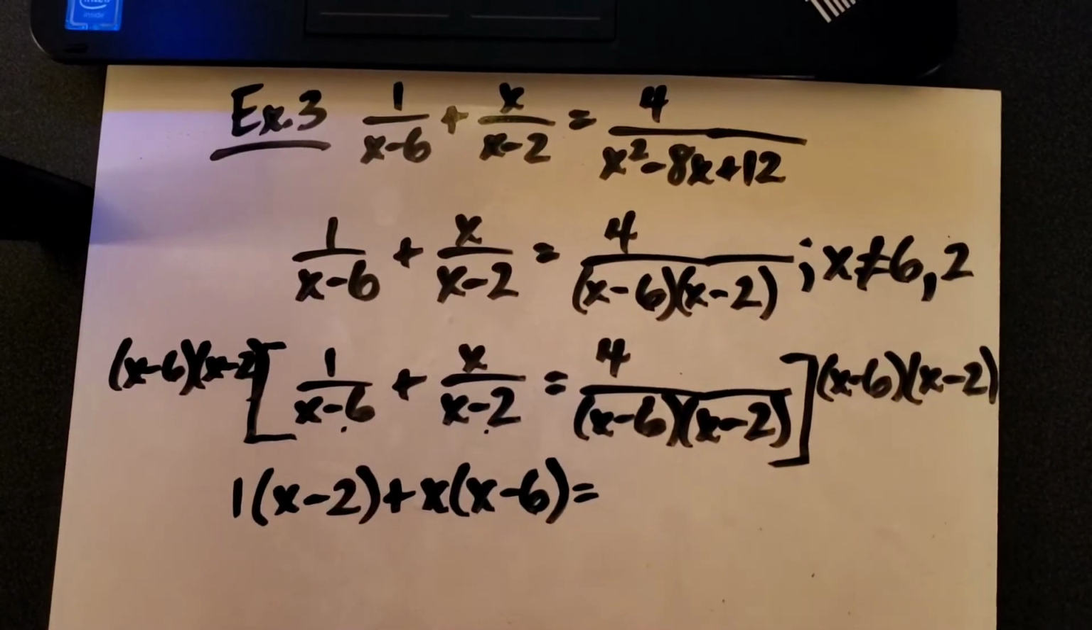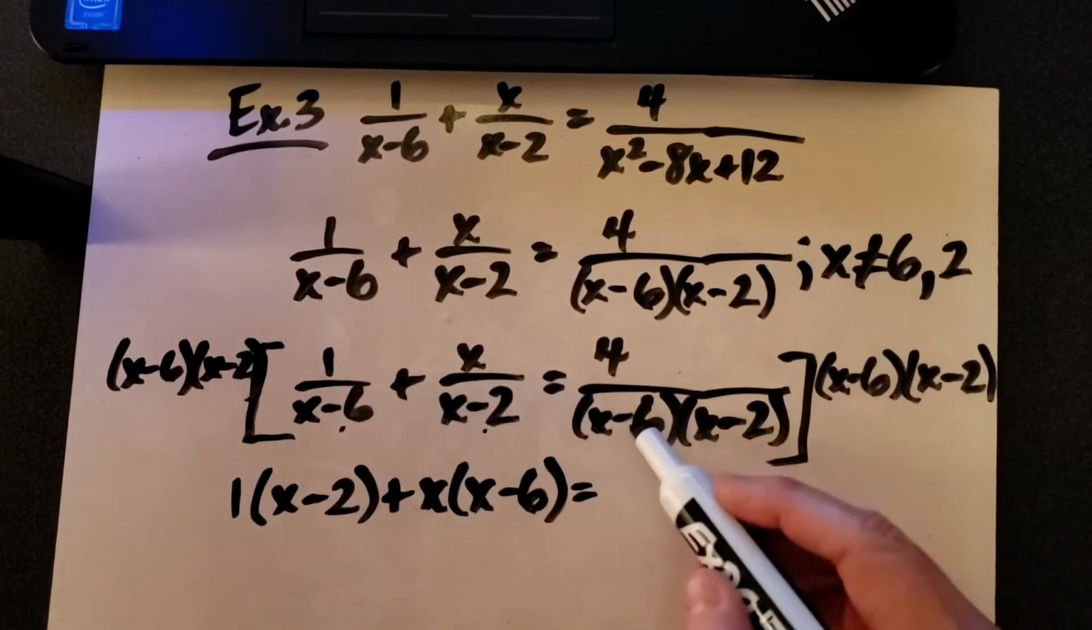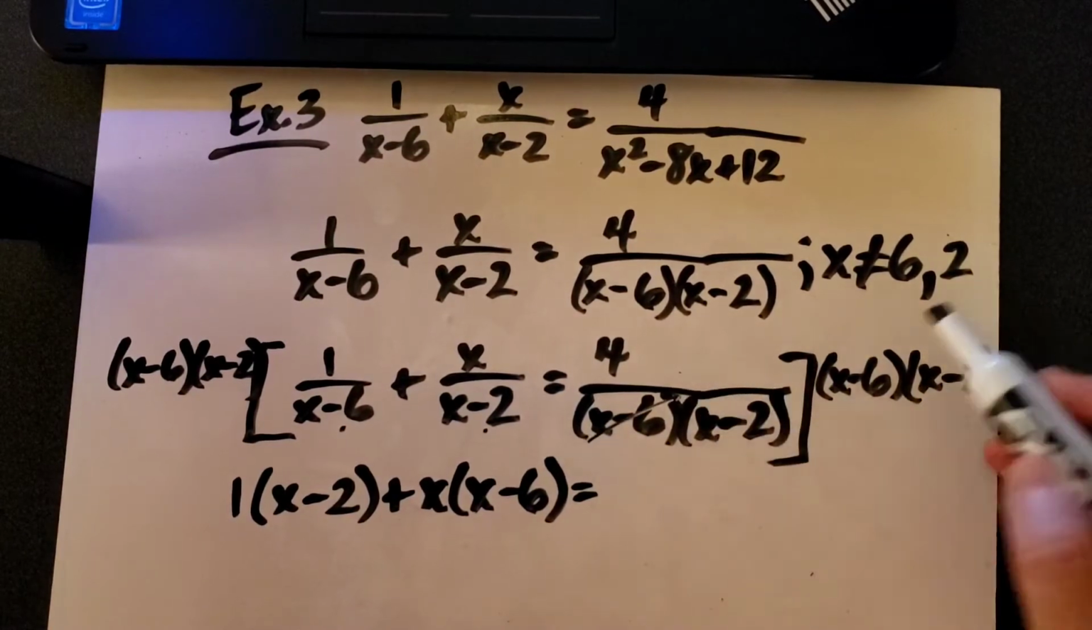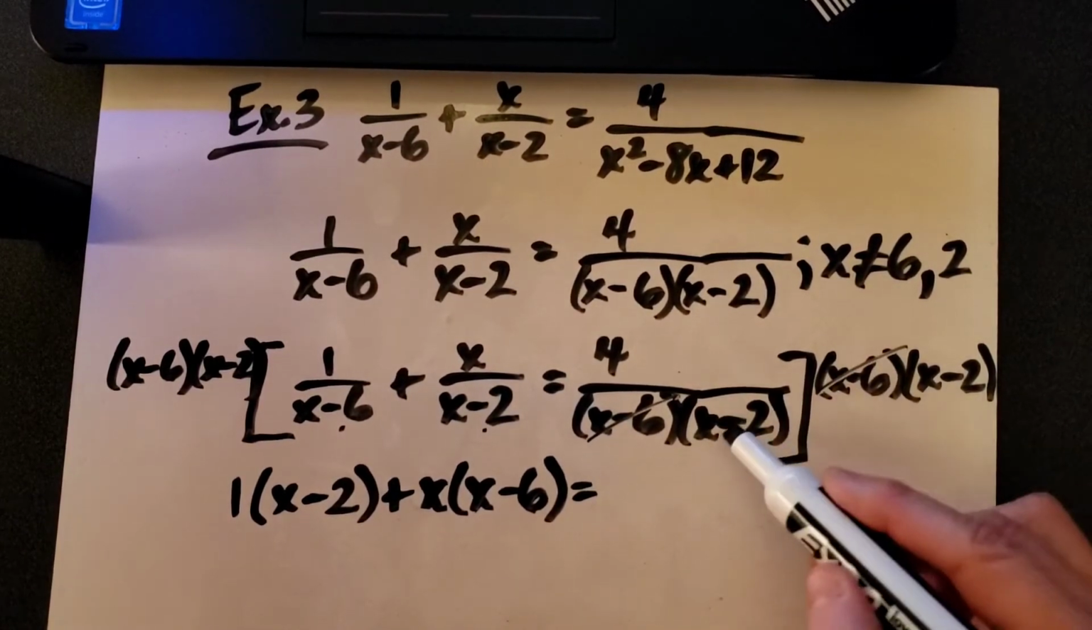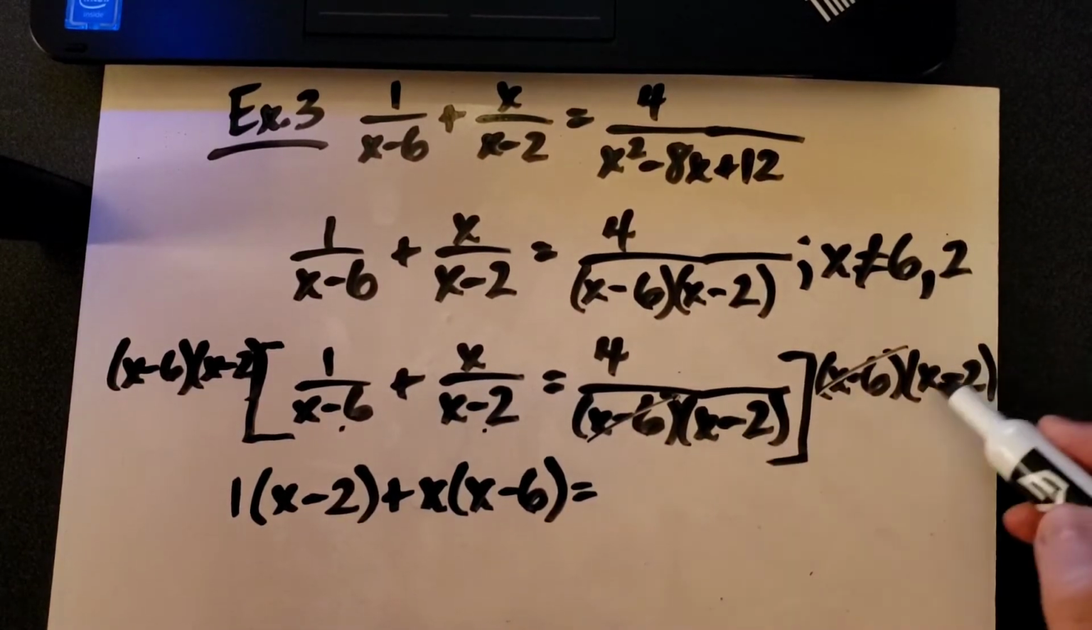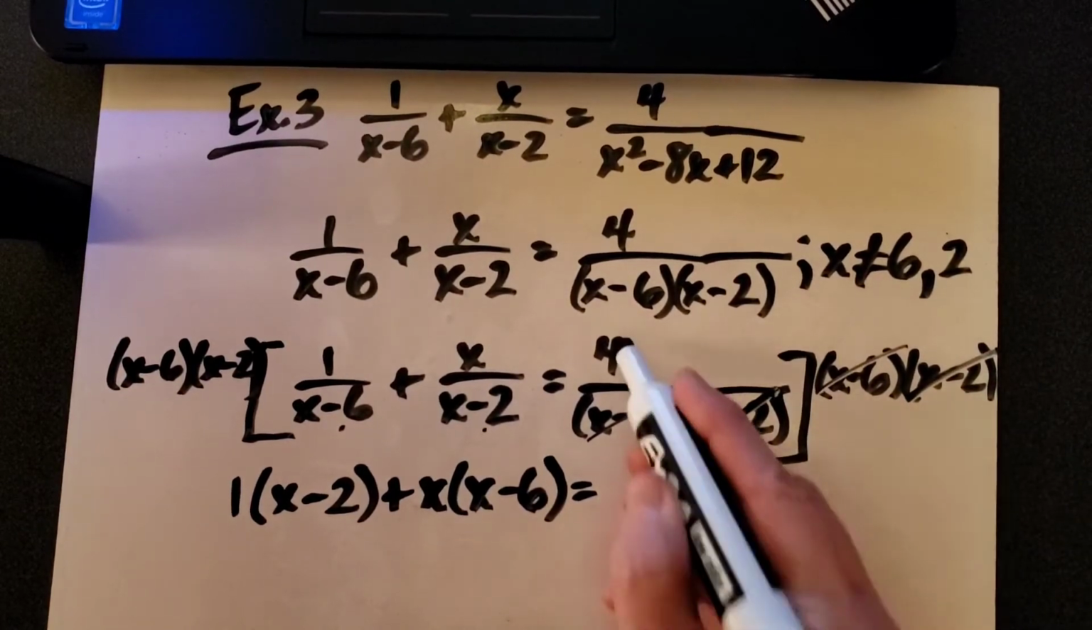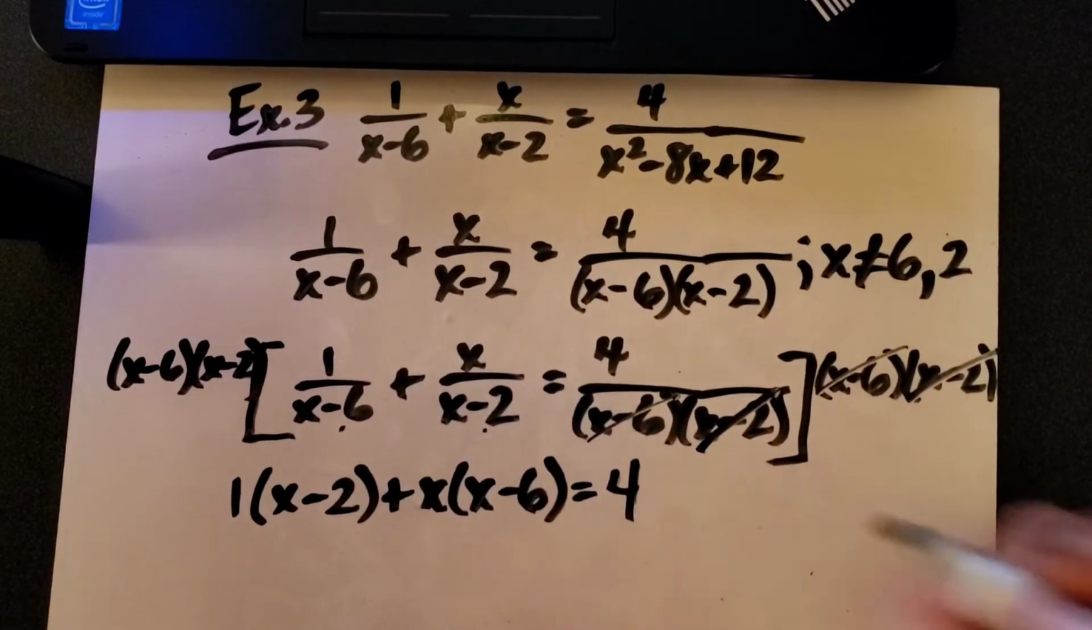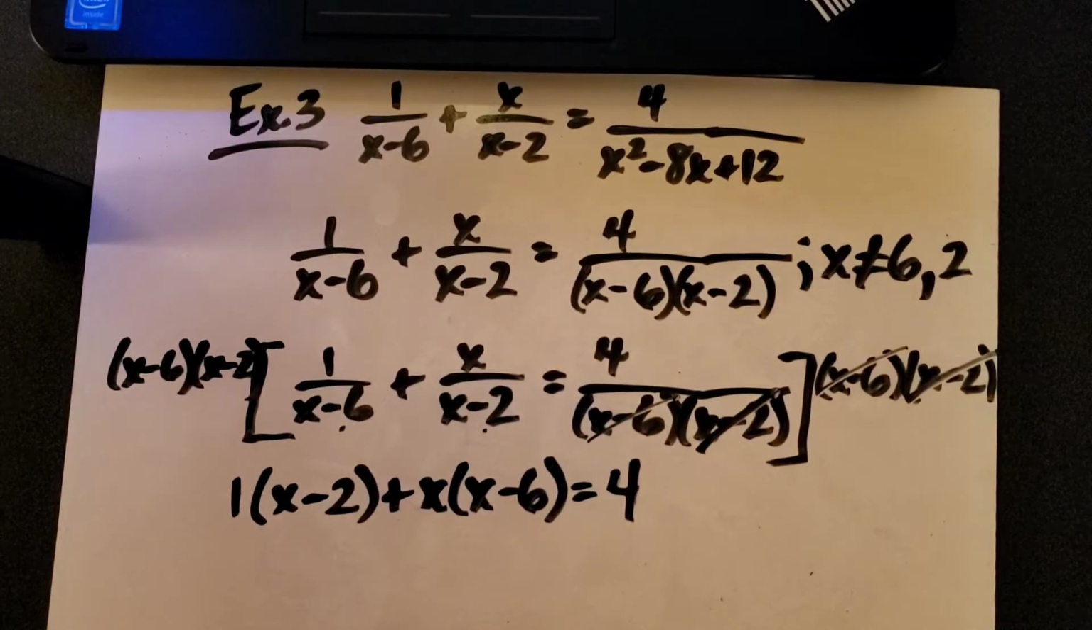Okay, and over here on the right-hand side, we're going to get really lucky because the x minus 6 on the top and bottom cancels out. The x minus 2 on the top and bottom cancels out, and that just leaves us with 4. So this thing is cleaning up really nicely.